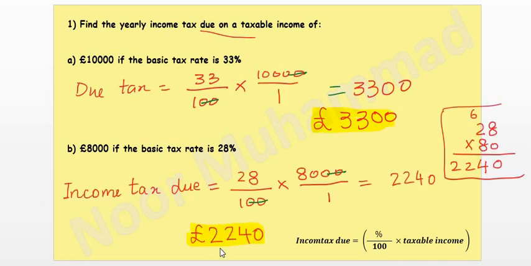So we got the answer here, 2,240. Please notice that I'm not doing the multiplication in two steps. Why? Because you can see here we have 0, so just bring down this 0 and multiply 28 by 8, and directly you will get the answer. These are the short ways when you are not using calculators to do the calculations.